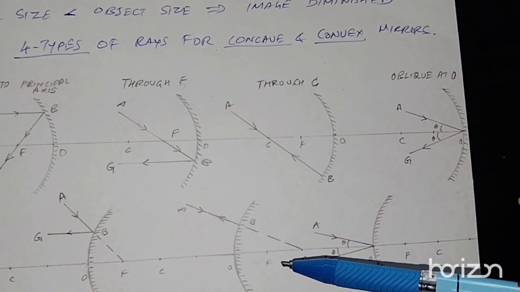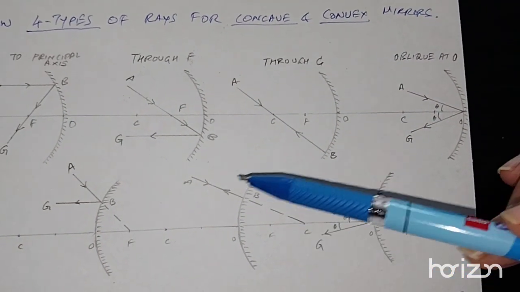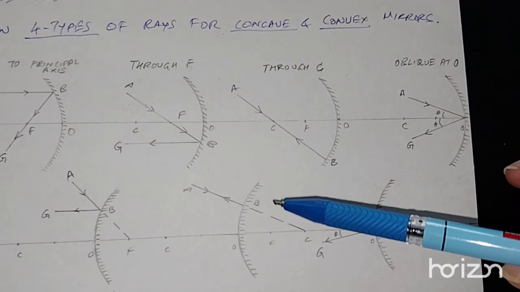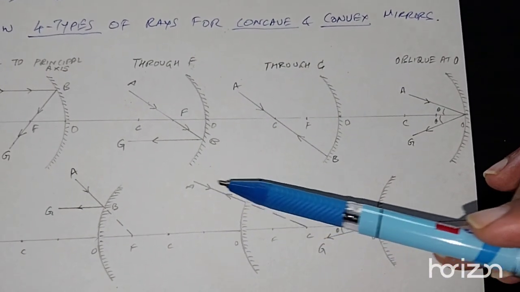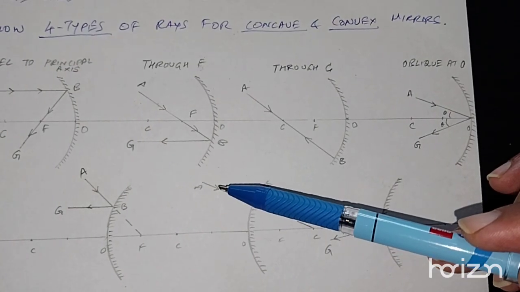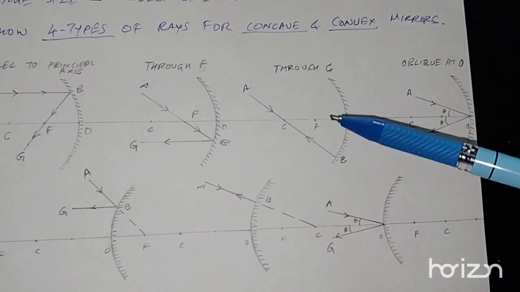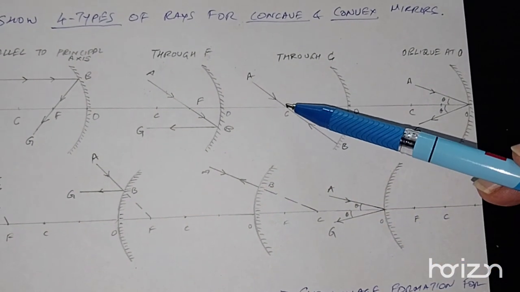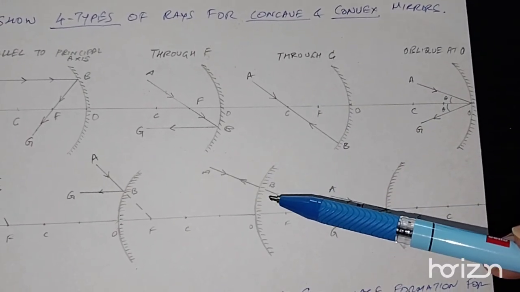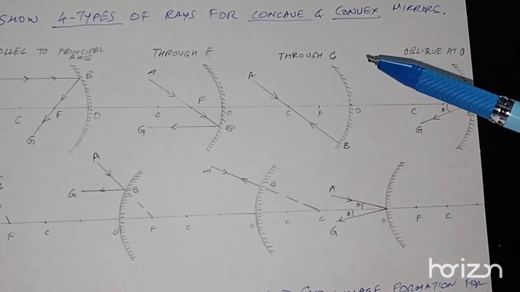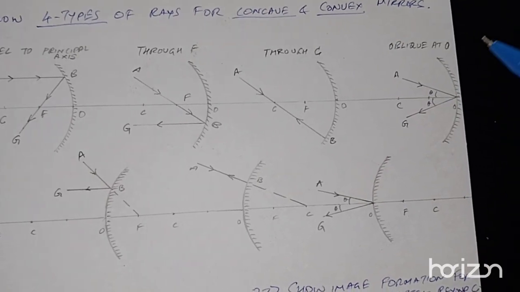Same case in the convex mirror also. If you shoot a ray AB which appears to go through C, it will get reflected along BA but in the opposite direction. So in both cases, if you shoot a ray which goes through C or appears to go through C, the ray will get reflected along the same line but in the opposite direction. That has to be noticed.